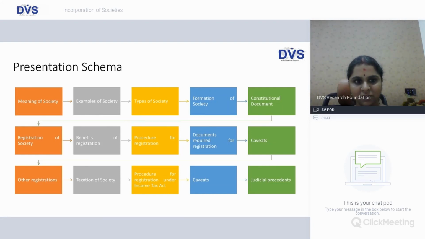This is the outline for today's presentation. We'll be covering the basics on the meaning of society, the examples of various societies registered under Societies Registration Act, types of societies, formation of society, the constitutional document which is required for registration, procedure for registration, what are the benefits if you register the society under Societies Registration Act, documents required for registration, caveats attached to it, other registrations, taxation of society, procedure for registration under Income Tax Act, caveats, and few recent case laws.